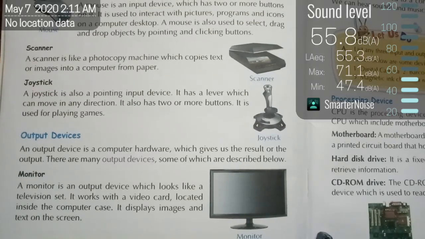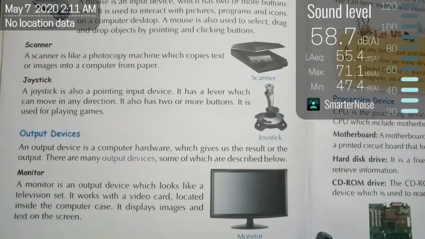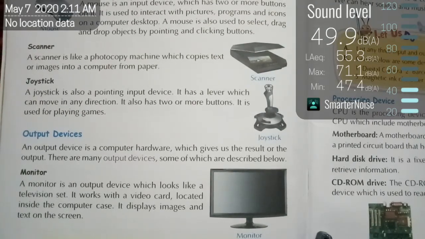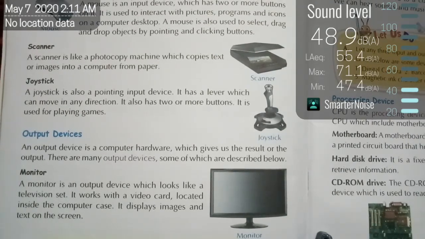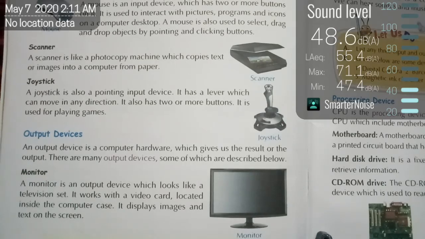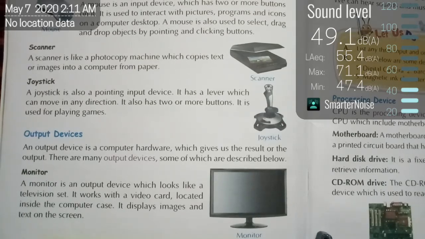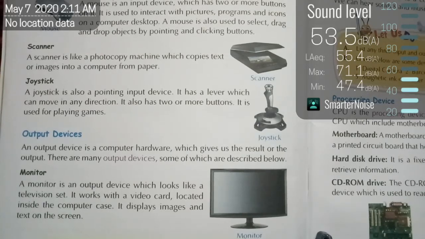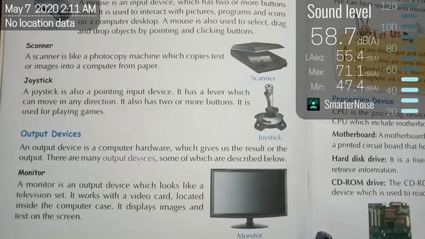Input devices are those devices which help us to feed data into the computer. Now some examples of the input device are keyboard, which has keys on it like function keys, number keys, alphabet keys, and symbol keys. Next we have learned about mouse.